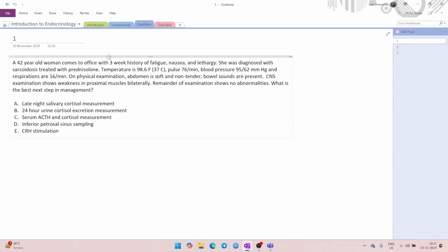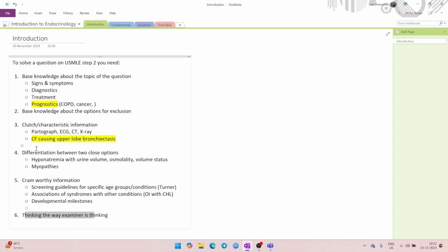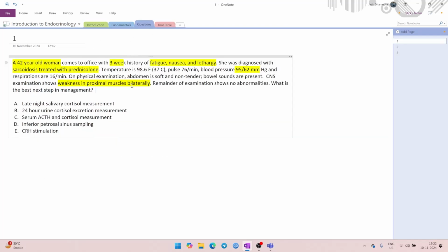What have they mentioned here regarding the condition? First, they've given us symptoms: fatigue, nausea, and lethargy. It is a 3-week history in a 42-year-old woman, right? Now, the patient was diagnosed with sarcoidosis and is treated with prednisolone. We see during examination that BP is low, abdomen is soft, non-tender, bowel sounds are present. CNS examination shows weakness in proximal muscles bilaterally. So this is an example of myopathy that we talked about here, proximal muscle weakness.